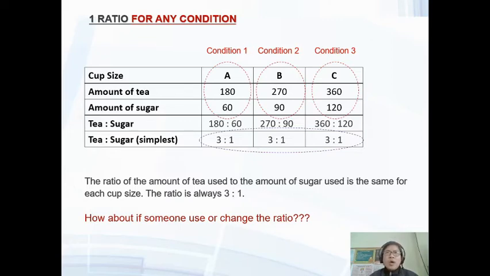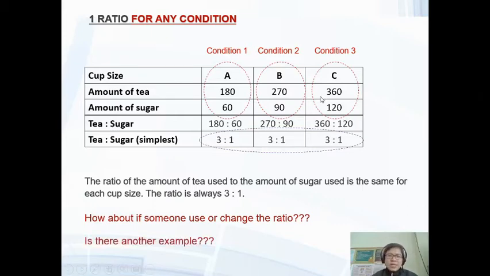So that's what will happen if we change the ratio. When we change the ratio of this condition, later the condition in each cup, the taste will be different. We will get a different result. We will get a different taste. So it's not original anymore, it doesn't belong to Mr. Andy's recipe. Clear? Get it?